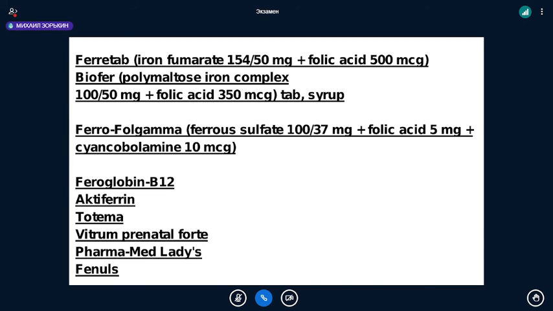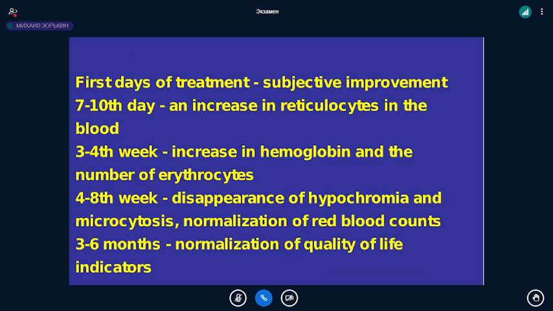Complex iron preparations: iron complements with folic acid or with cyanocobalamin, for example, B12 and so on, considering the combined character of the anemia. How can we evaluate the effectiveness of the therapy? In other words, how do we know that our therapy is good and we are doing well with this patient?